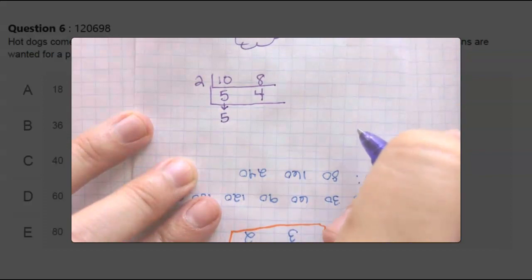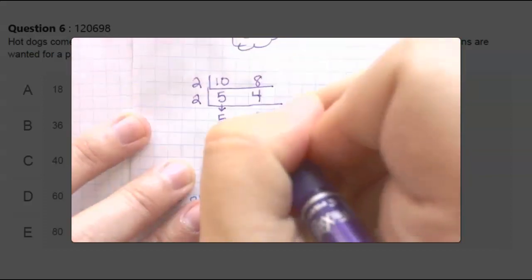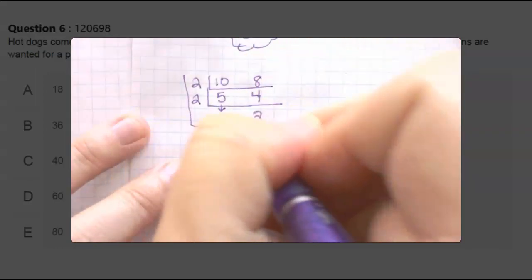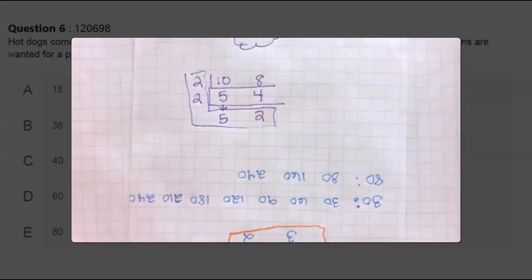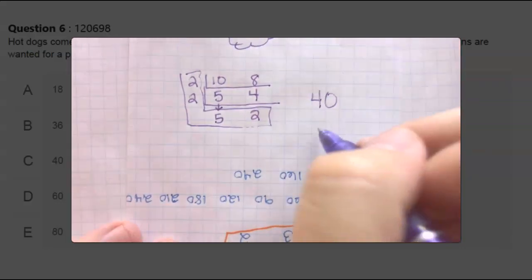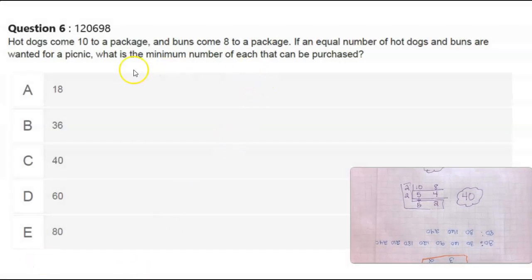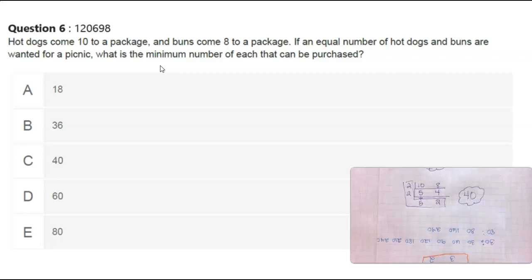We can bring the 5 down. He's good to go. We don't have to bother with him anymore. But the 4, I need to take a prime number out. So I'm going to take out a 2 and leave a 2. And then this should be your L. So you'll do 2 times 2 times 5 times 2. So if we did that, 40. So let's go back to the problem. What's the minimum number? So you have to purchase 40 of each in order to make it all match up.